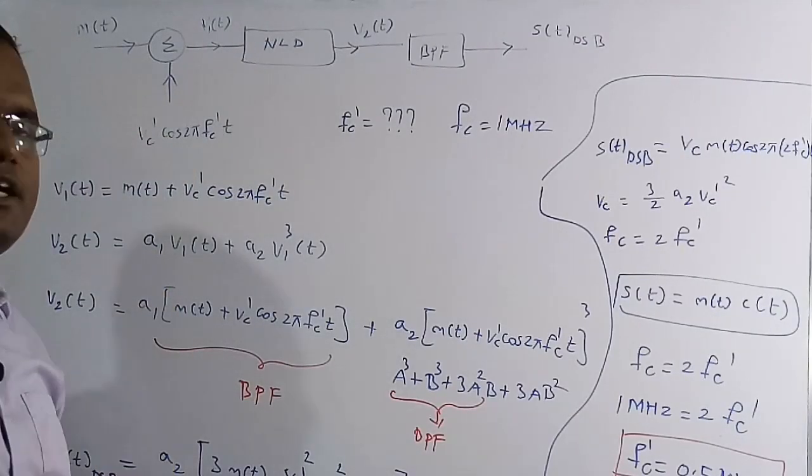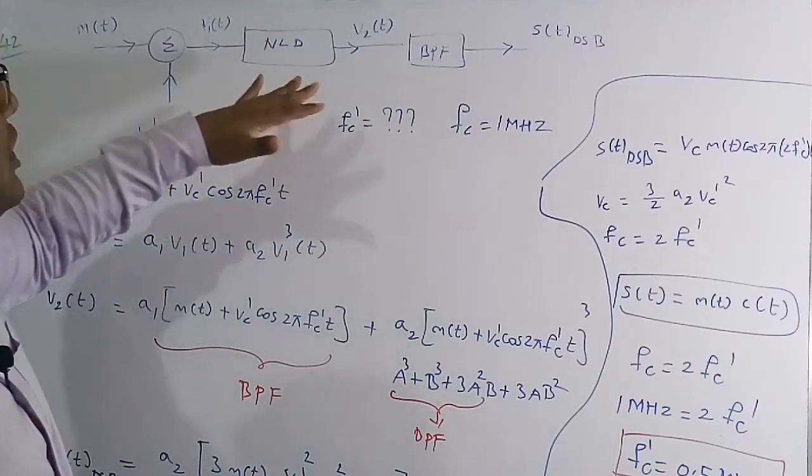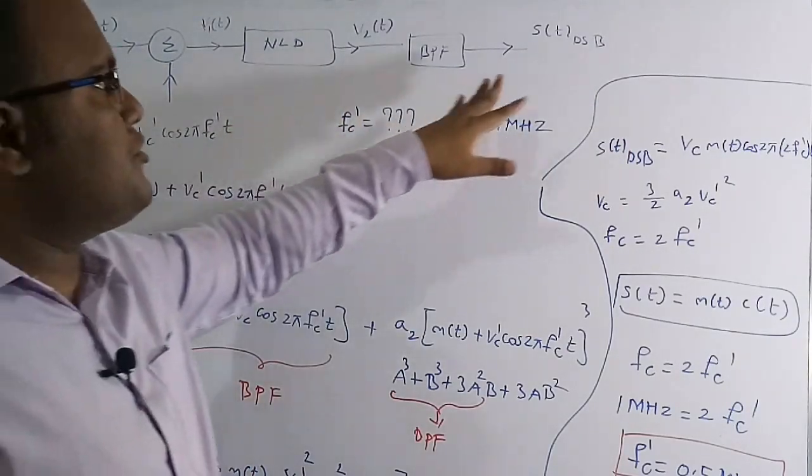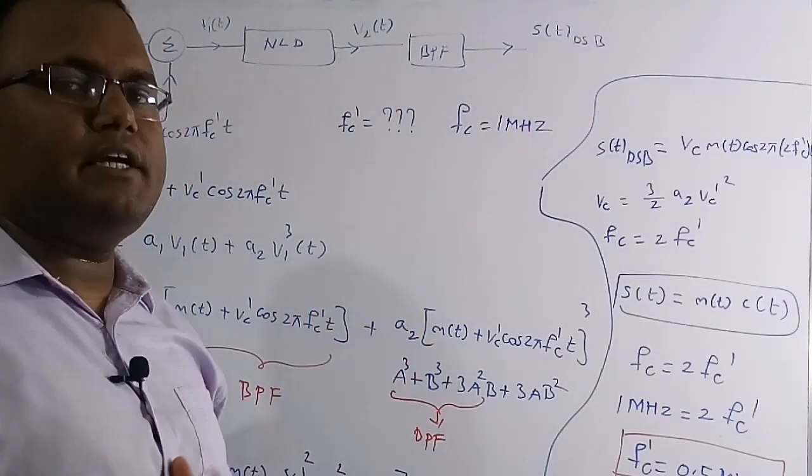So let's solve this numerical. In the previous question we discussed that S of t DSB can be produced by the ring modulator circuit. By using the nonlinear device also we are going to produce the S of t DSB. Only dual sidebands are going to be carried, but not the carrier power.